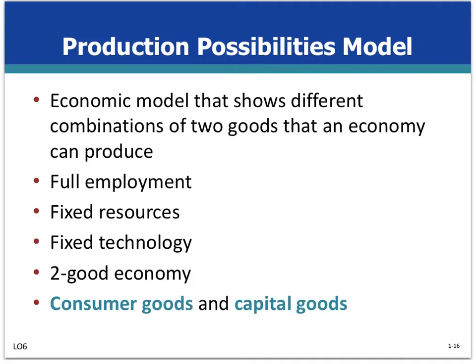And we will assume that we have two goods. The economy is producing only two goods, pizzas and industrial robots. Pizzas symbolize consumer goods, products that satisfy your wants directly. Industrial robots, for example, the kind used to weld car frames, symbolize capital goods. And the capital goods are the products that satisfy our wants indirectly by making possible more efficient production of consumer goods.